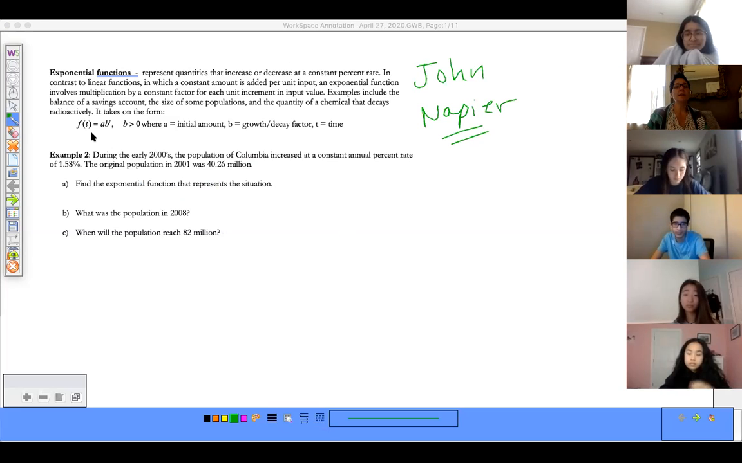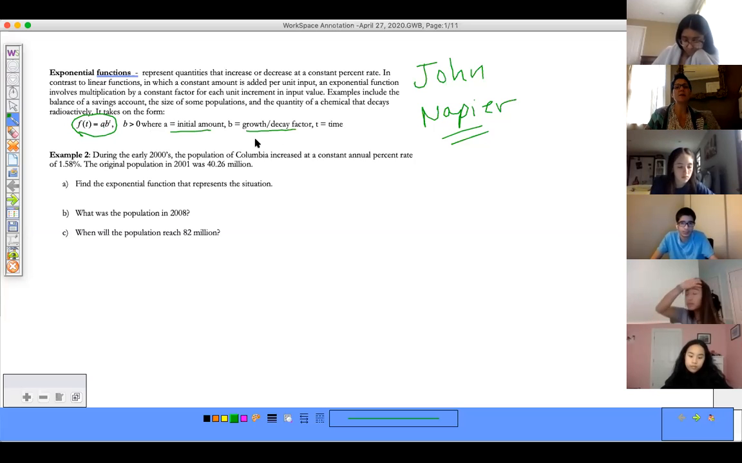Anyhow, getting back to this, this represents an exponential function, right? Where A represents the initial amount, B represents our growth or decay factor, and noticing that B has to be greater than 0. So your base can never be negative. And we're going to talk about why, or you guys are actually going to figure out why you can't have a negative base, because we're talking about exponents.